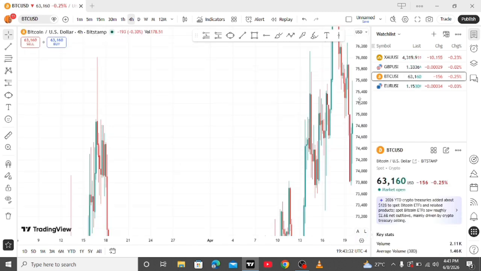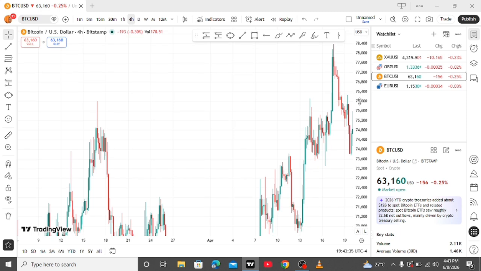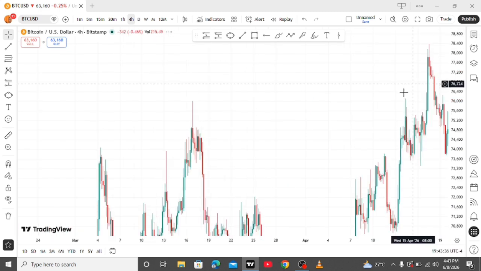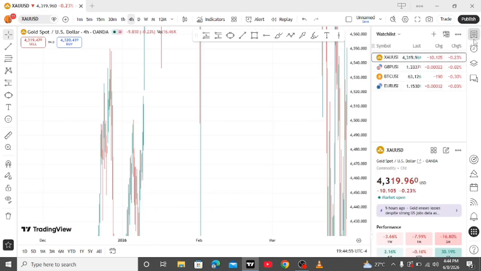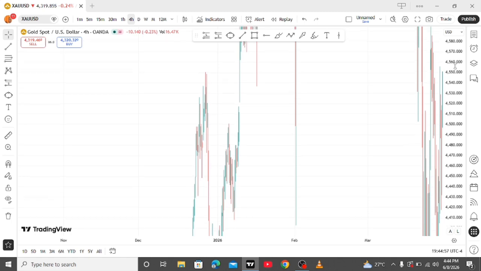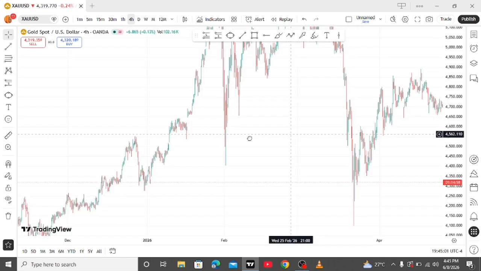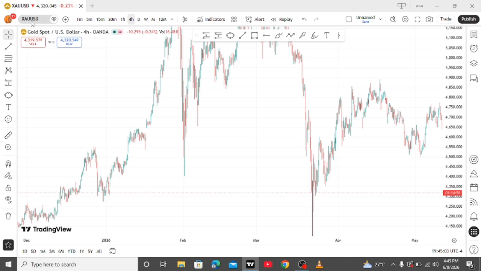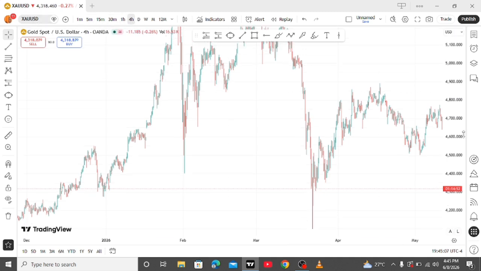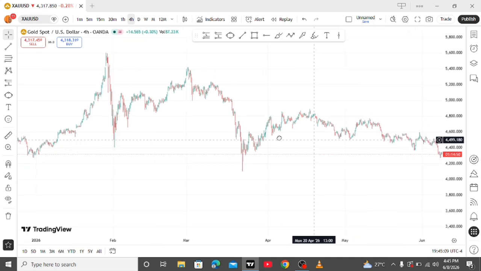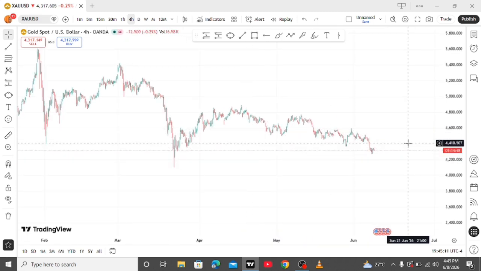so it doesn't look like the trend line only works for GBP USD. The trend line works for all currency pairs. So this is XAU USD, which is gold versus the US dollar. As you can see, this is XAU USD, gold versus US dollar, and this is the 4-hour time frame.